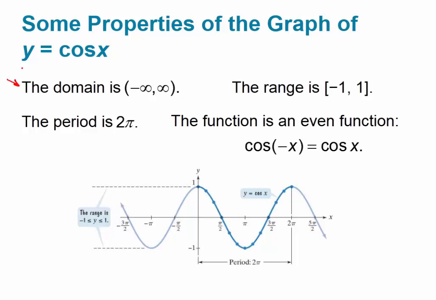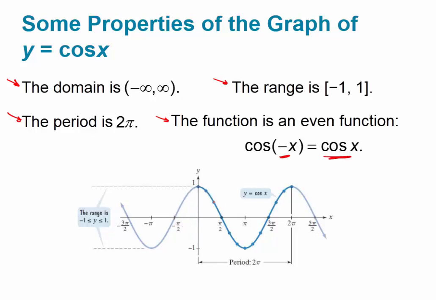Again, the domain, negative infinity to positive infinity, has exactly the same period as the sine graph since we're traveling around the same circle. The range, -1 to +1, and the cosine function is even. So if I take cosine of negative x, it's the same as cosine of x. And you can see that right here in my graph.